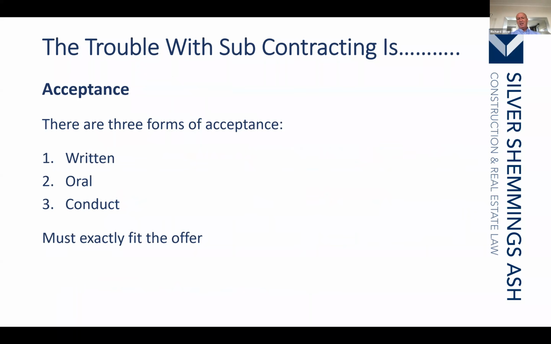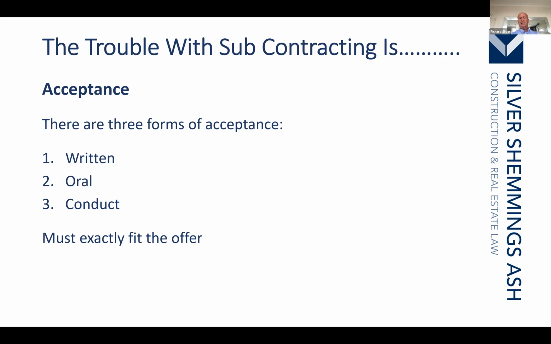So we've dealt with offer. We now must deal with acceptance. And as far as acceptance is concerned, there are 3 forms: acceptance in writing, oral acceptance, or, and which often happens on construction projects, acceptance by conduct. Now, the important point is that the acceptance must exactly fit the offer, because as we've just identified, if it doesn't match the offer, it's not an acceptance, it's a counteroffer.